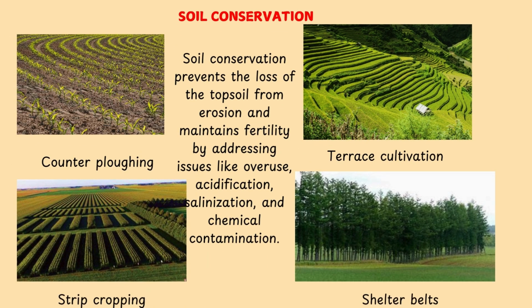And large fields can be divided into strips. In large fields, strips of grass are left to grow between the crops. This is called strip cropping. And planting trees in lines to create a shelter can also work in a similar way to prevent soil erosion. These are the different types of conservation measures to take to prevent soil erosion.